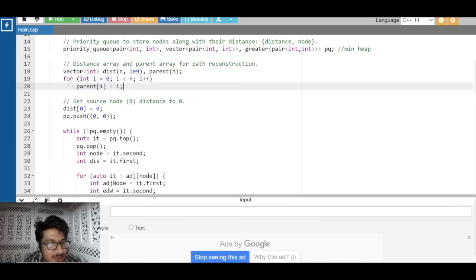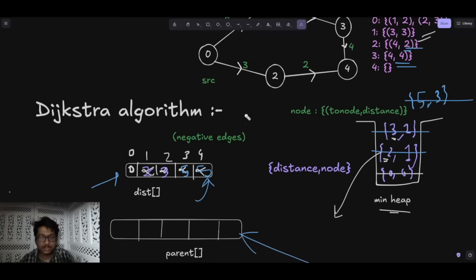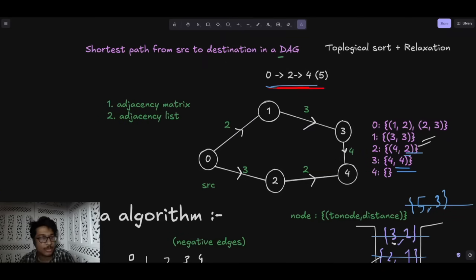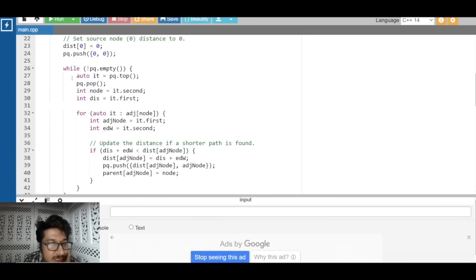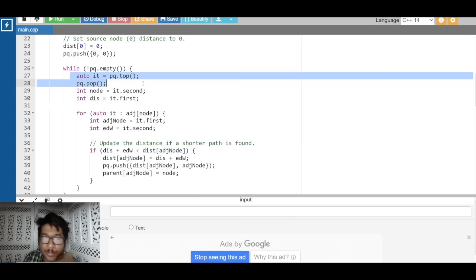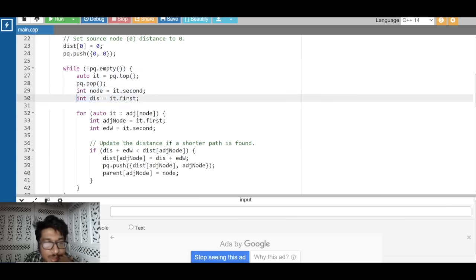Now it's essentially very easy. So I had discussed the parent. The parent is used for retracing this path. So you also had to print the path, right? 0, 2, 4. I'll come to that. But first, it's very easy. Whatever is at the top of the queue, you just pop it. The first part would be your distance. The second part would be your node.